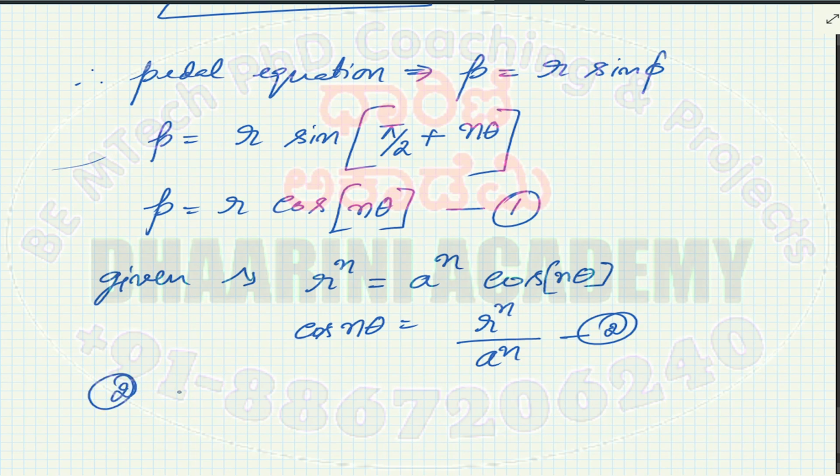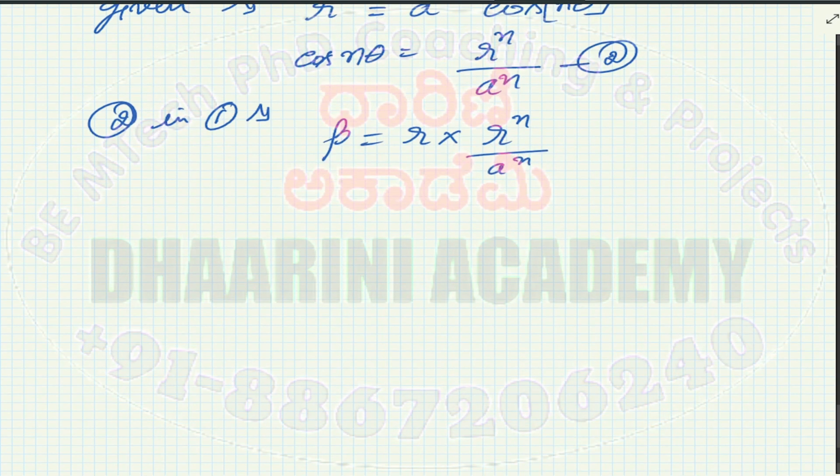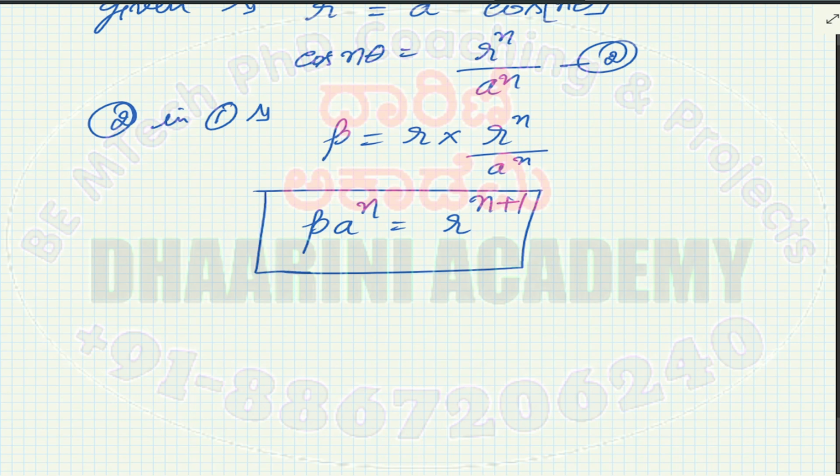Now put 2 in 1. What happens? Equation 1 is P is equal to R into, instead of cos n theta I'll substitute equation 2, that is R to the n by a to the n. Take a to the n to the other side, so P into a to the n is equal to R to the, already there is a power 1, R to the 1 plus R to the n is R to the n plus 1. You see that we have eliminated the theta from our equation. So this is the required pedal equation.